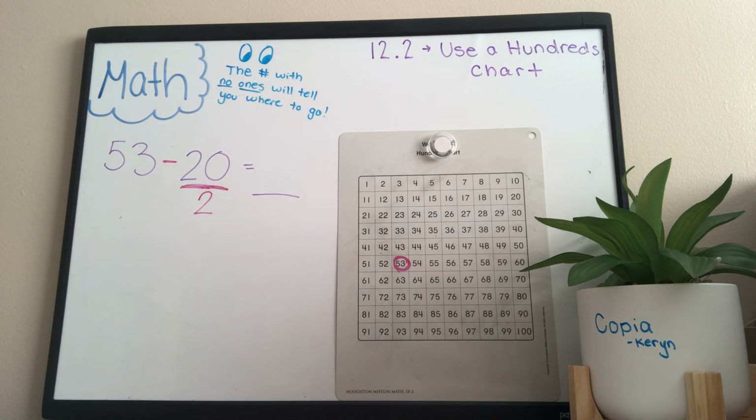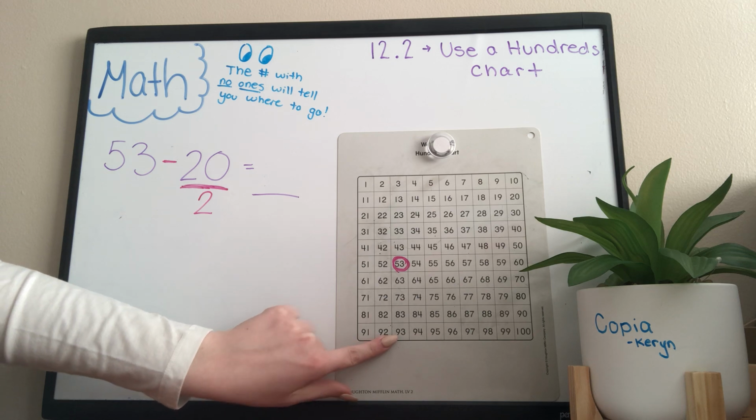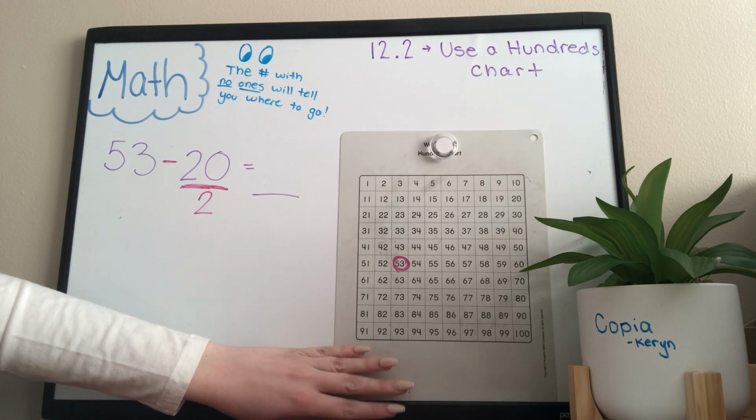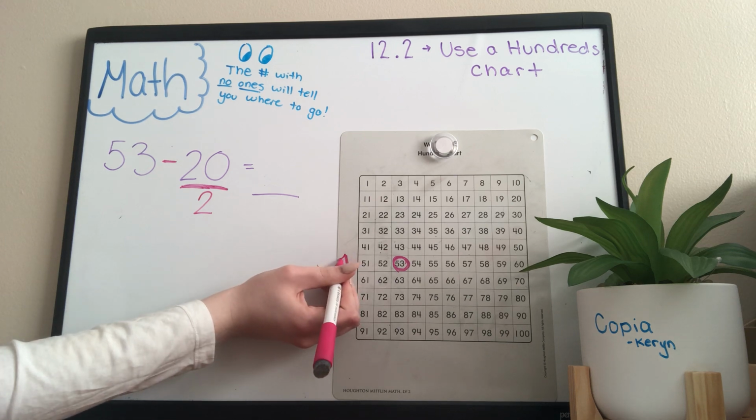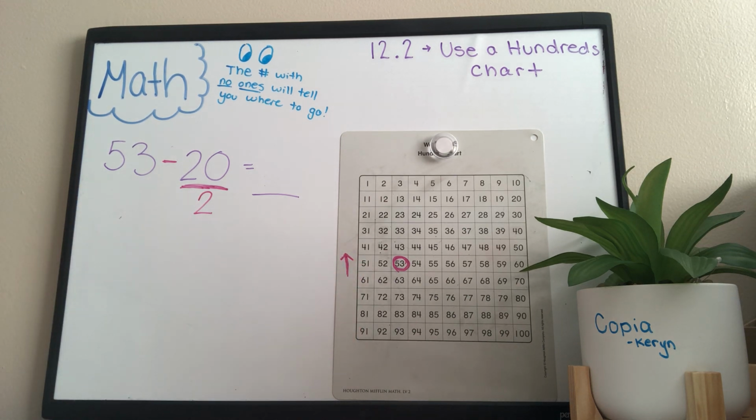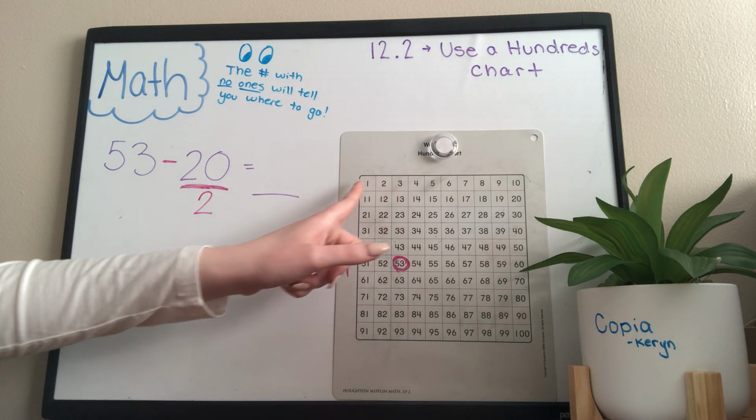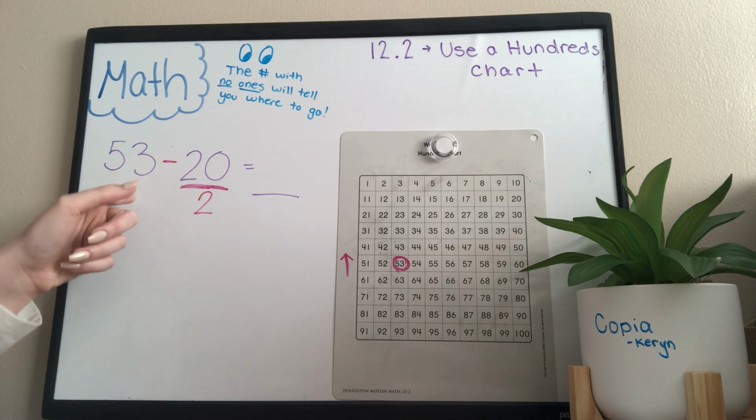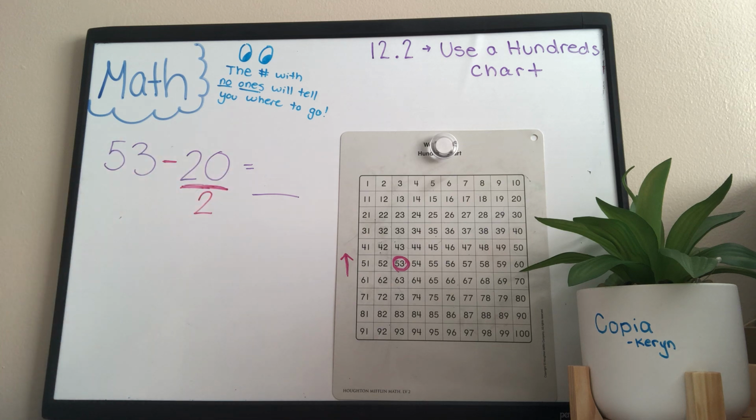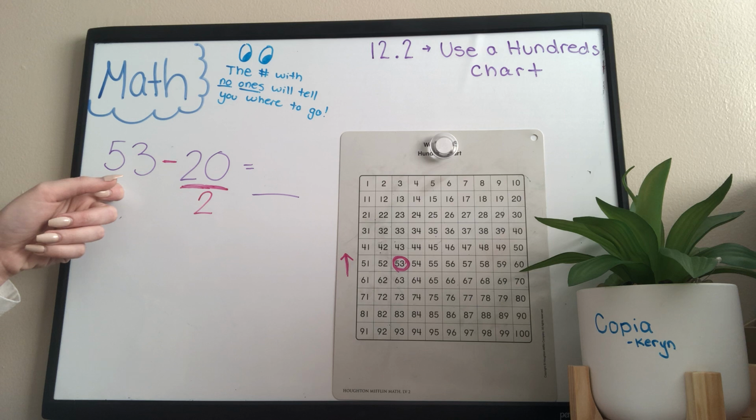But here's the trick. For subtraction, instead of going down closer to 100 with our numbers getting bigger, we're actually going to go up. The reason why we're going up when we subtract is because we are trying to get closer and closer and closer to a lesser number. If I take away something from a bigger number, I don't want my total over here to be bigger than this number.